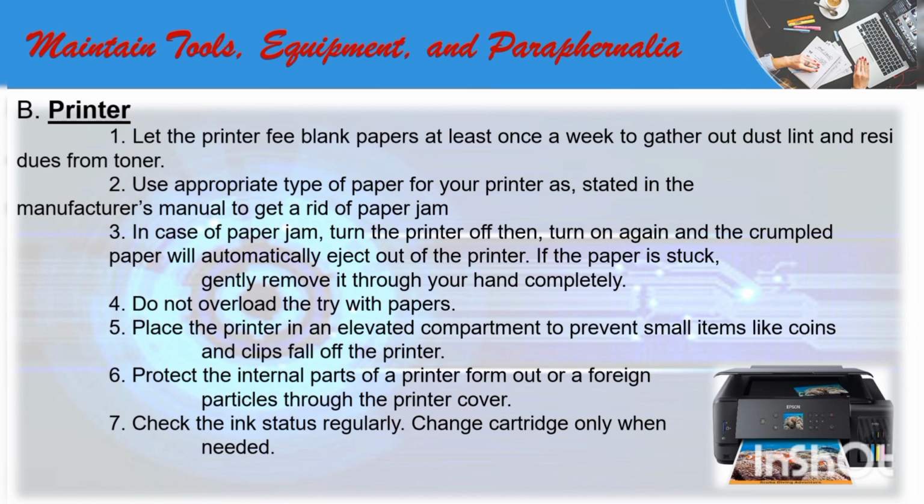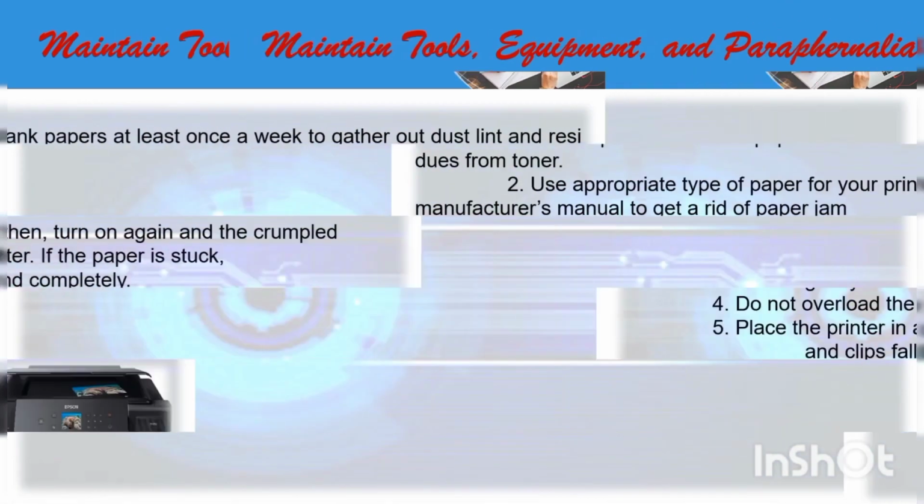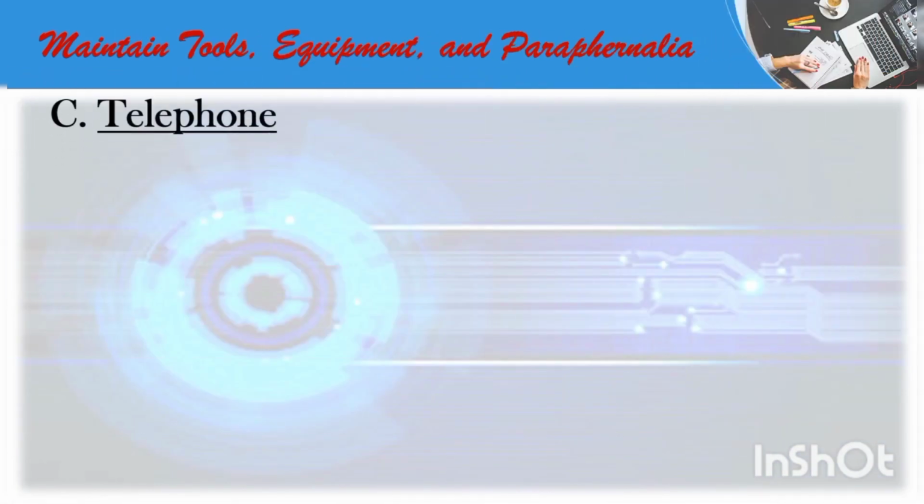If the paper is stuck, gently remove it completely by hand. Number 4, do not overload the tray with papers. Number 5, place the printer in an elevated compartment to prevent small items like coins and clips from falling into the printer. Number 6, protect the internal parts of the printer from foreign particles through the printer cover. Number 7, check the ink status regularly. Change cartridge only when needed.